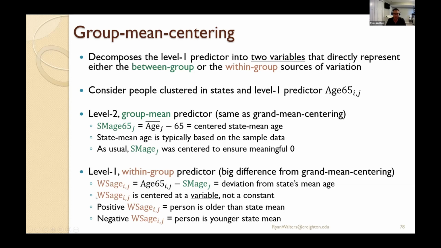You will also see, which I had mentioned earlier, this group mean centering is also called variable centering because you're subtracting off a variable, which is constant within a state, but differs from state to state. So what this means on this variable is if your within state age is positive, it means you're older than the state mean. If the within state age is negative, it means you're younger than the state mean.